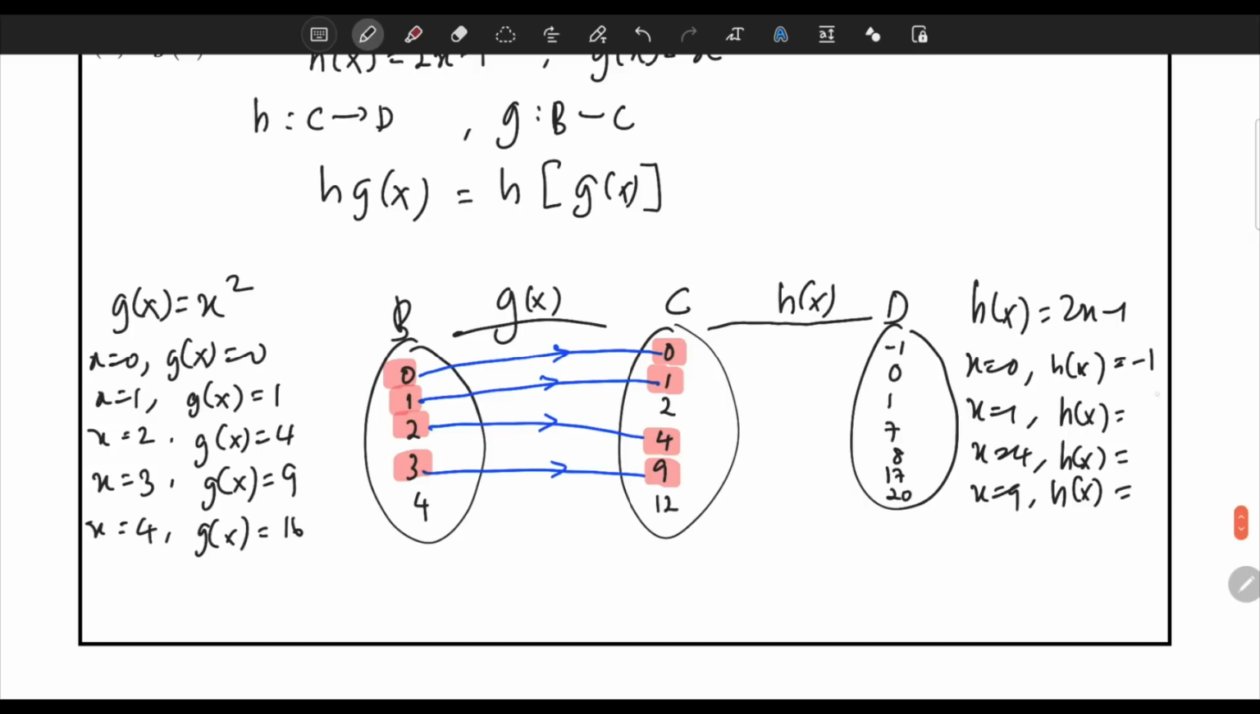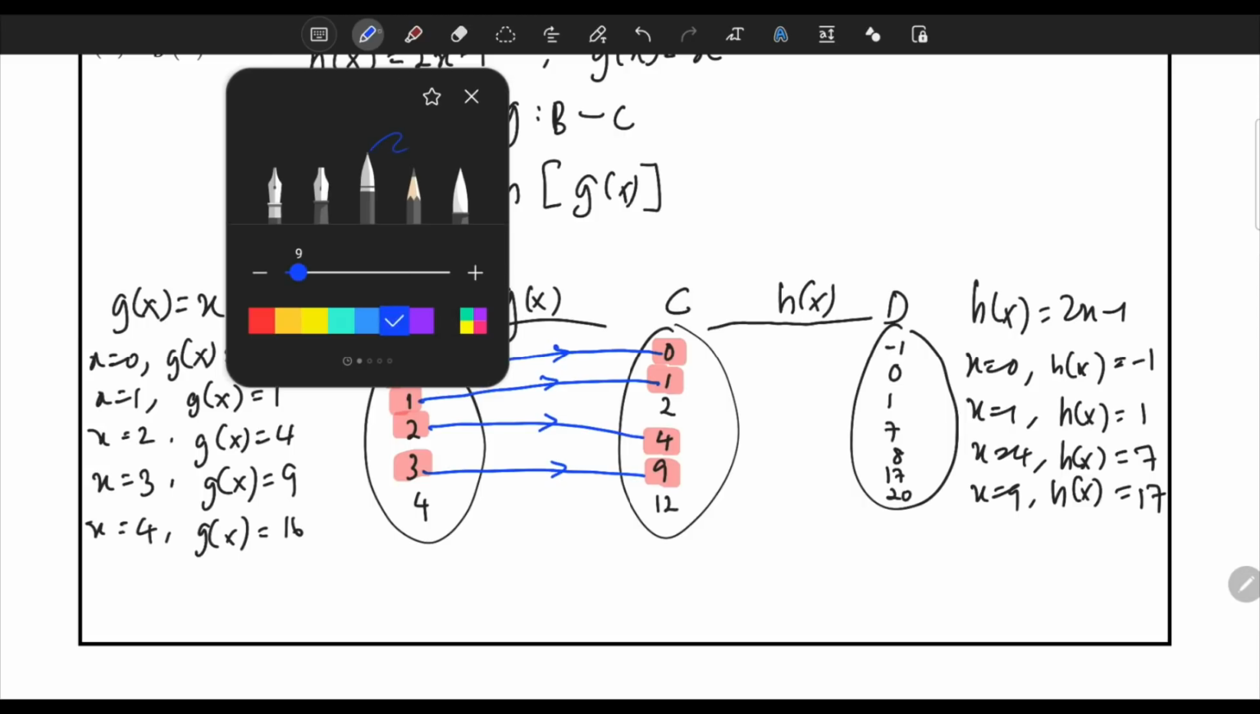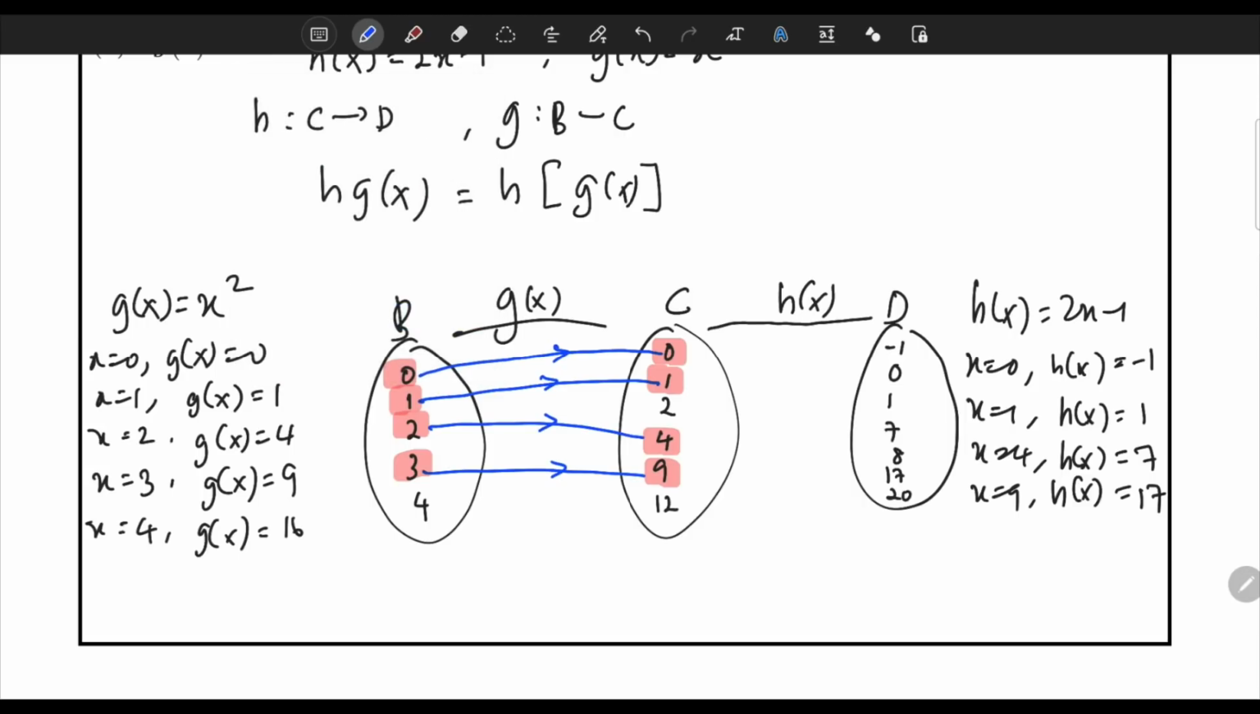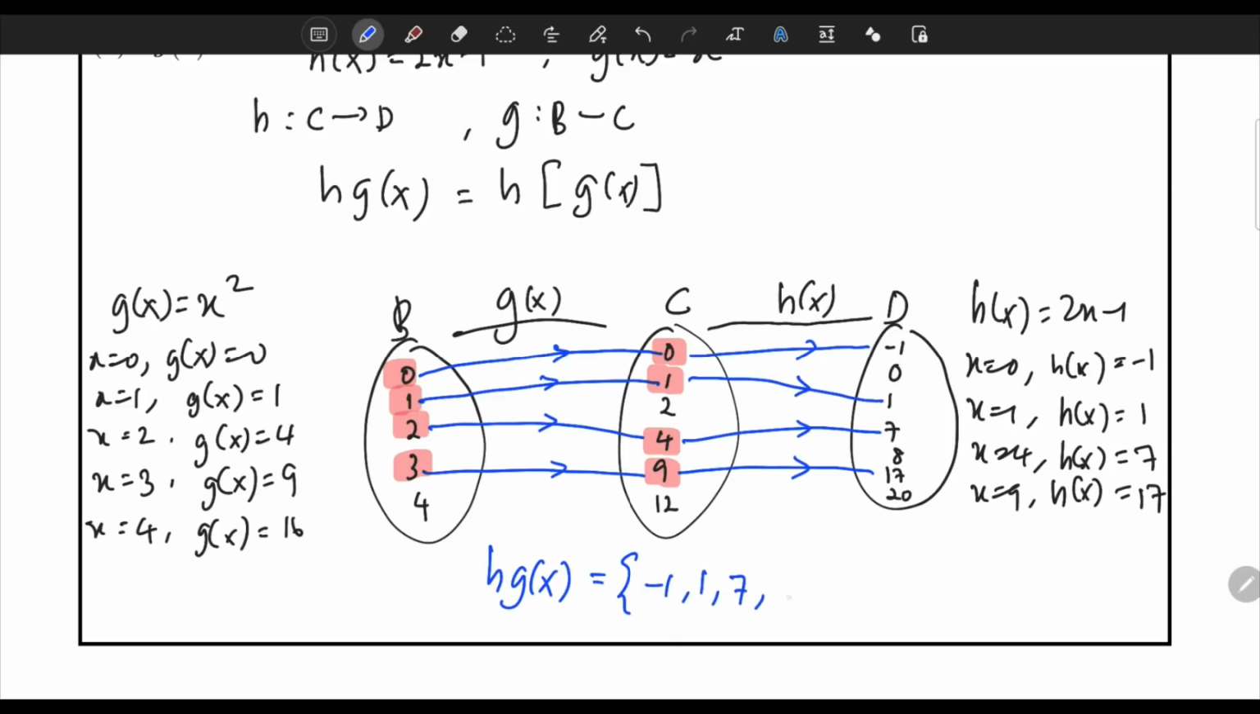When 0, we get negative 1. 1, we get 1. 4 to 8 minus 1, we get 7. 9 to 18 minus 1, we get 17. So hence, I'm going to use blue now. So from 0, we get negative 1, and then from 1, we get 1. 4, we get 7, and 9, we get 17. So hence, the answer will be hgx, that will be negative 1, 1, 7, 17.